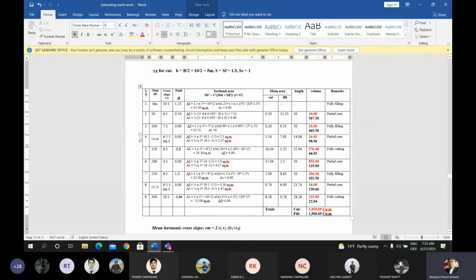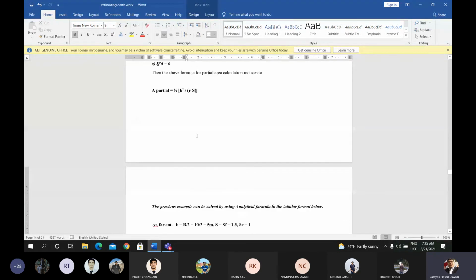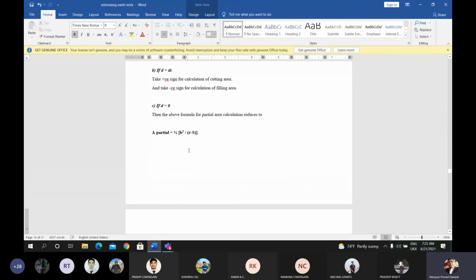Now for the chainage 114.06, this is the D equal to 0 chainage. The depth is 0 here. So this case is the partial case having depth equal to 0. For the partial case having depth equal to 0, the formula reduces to half b square by R minus S.